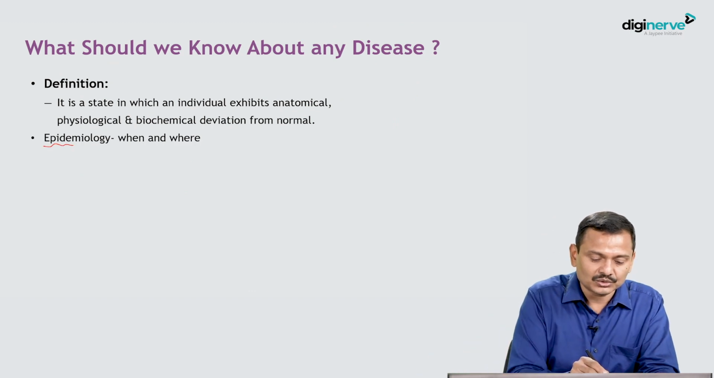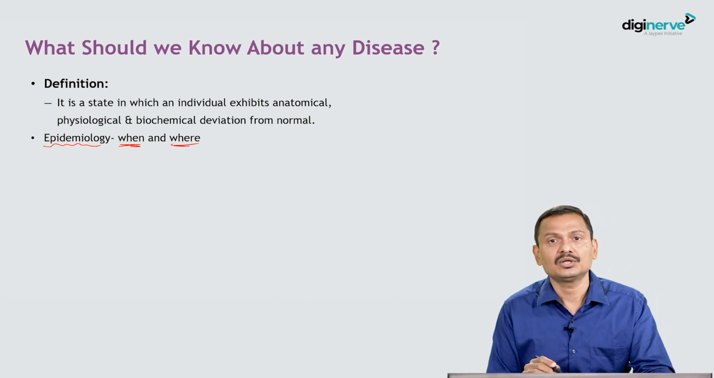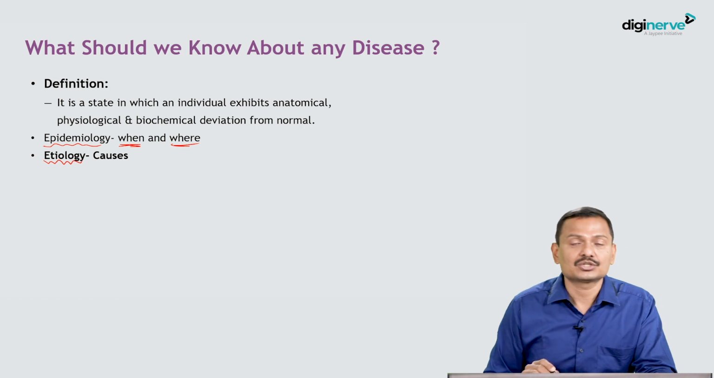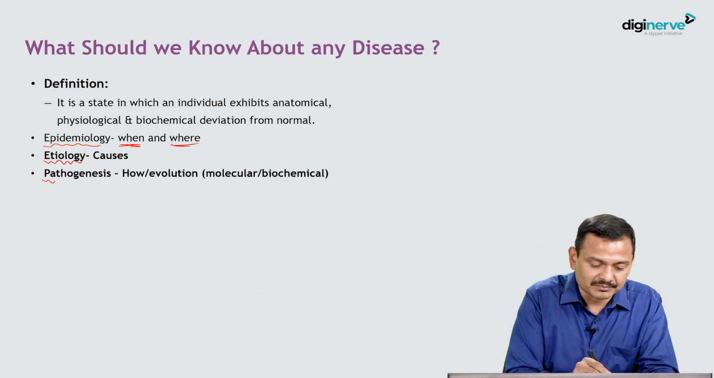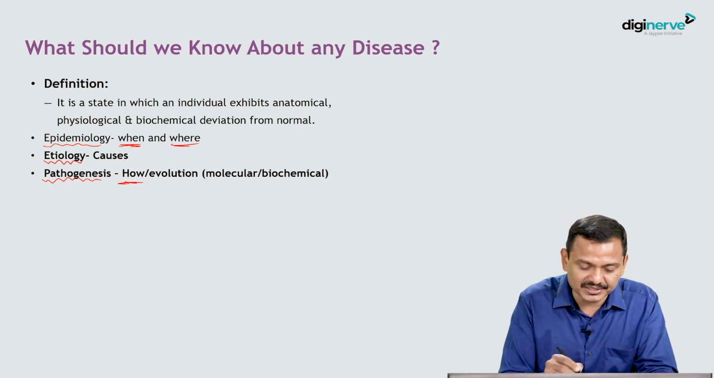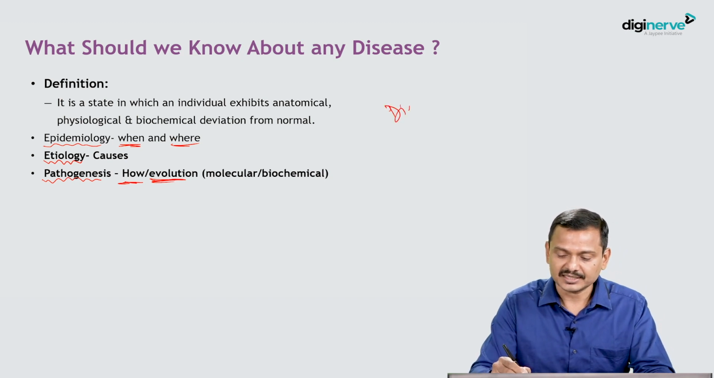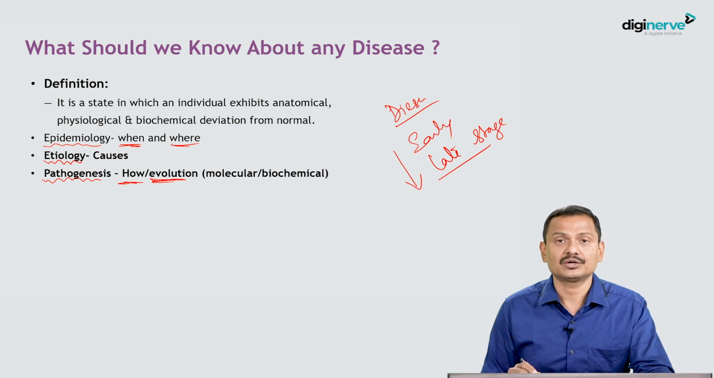Then we need to know the epidemiology, that is when and where. How the disease happens comes next, that is the etiology. So what are the causes of the disease? Next comes the pathogenesis. Now this is what I was talking about, how the disease happens, how the disease evolves. Evolution means a disease can have an early stage, a disease can have a late stage, so this is called the evolution of disease.